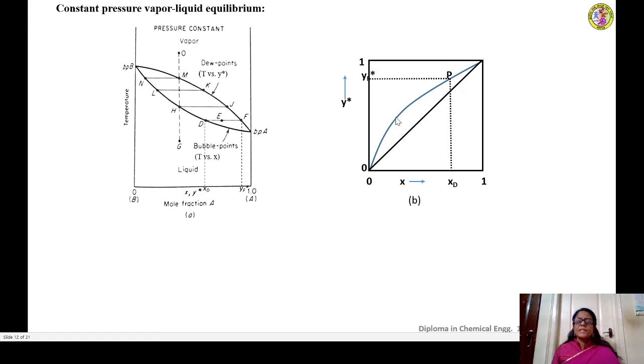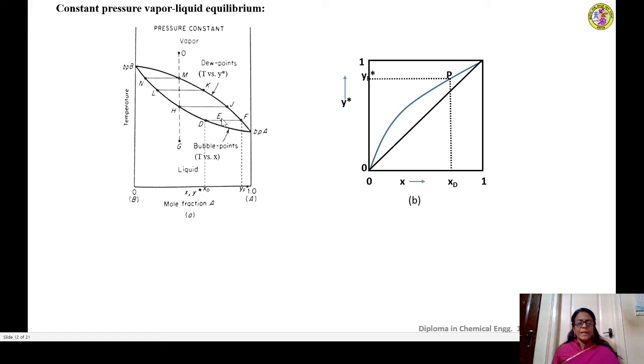That curve is called as equilibrium curve, which lies above the diagonal line, showing that for the given system, y star will be greater than x at various composition of the given system. So showing that this particular system can be separated by distillation, which is indicated by the curve lying above the diagonal line. So the relationship between this diagram and TXY diagram is shown by the point P. So in figure B, the point P represents the tie line DF as shown in the figure A.